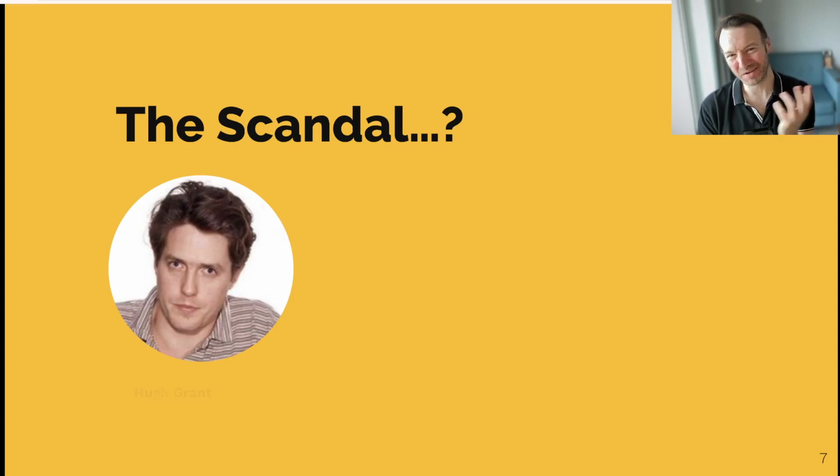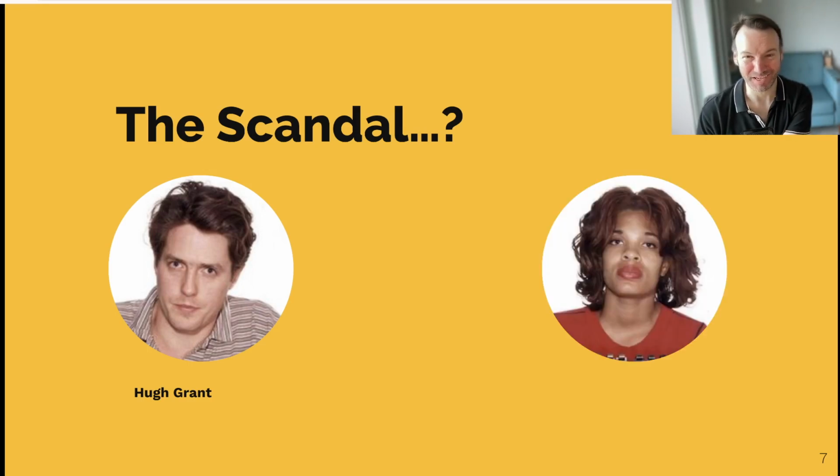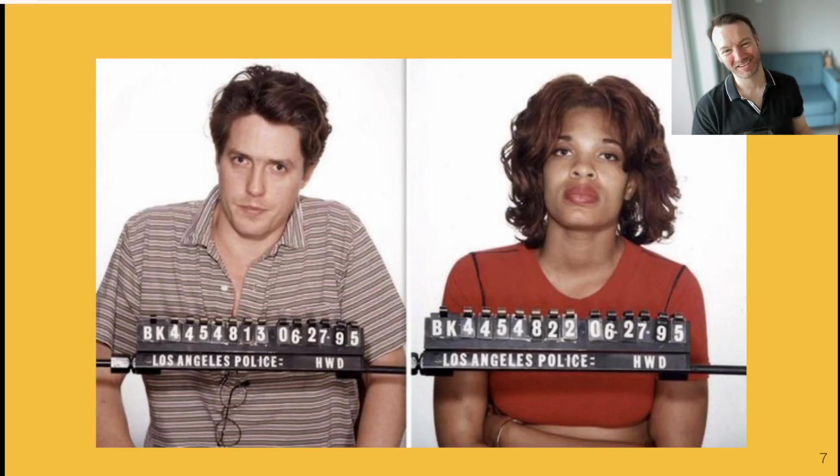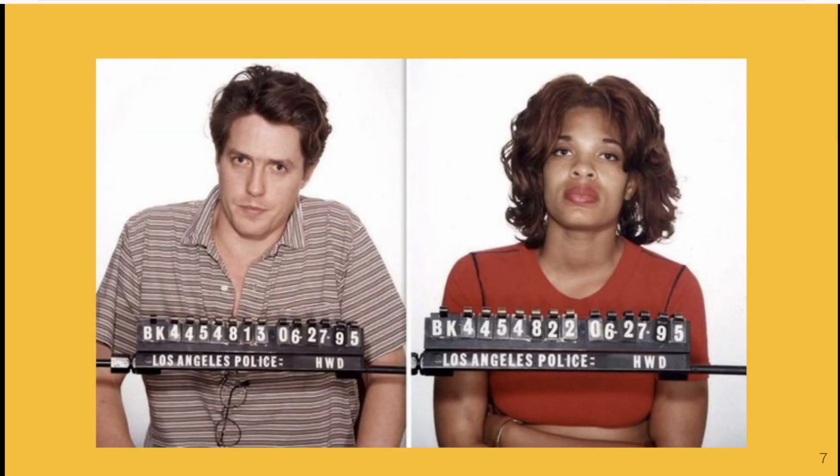So this is a very famous photo of two people. Certainly very famous to people of my age. So we have two people. We have Hugh Grant and we have Divine Brown. So this is their mugshots, their police photo. So Hugh Grant was arrested, as you can see, in LA. And this was in 1995. This was probably the height of his English gentleman phase.